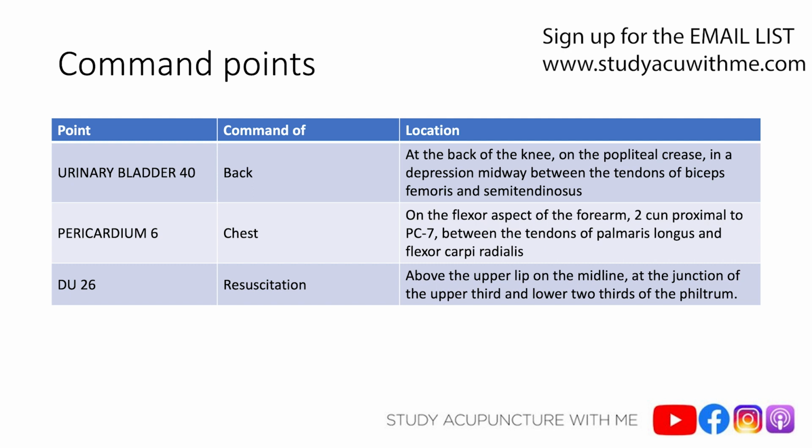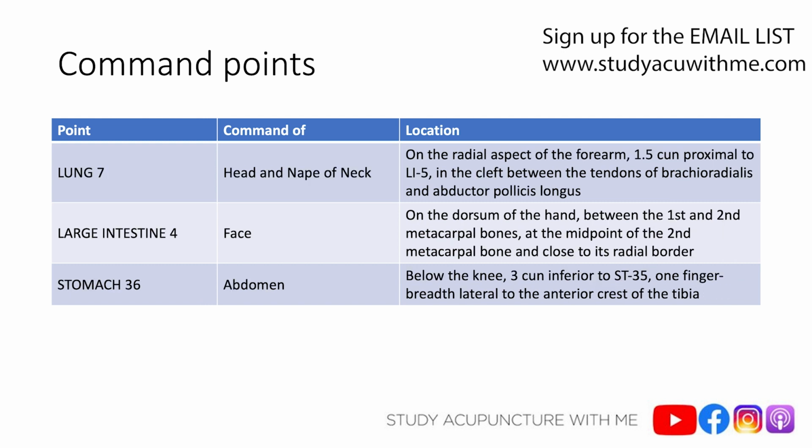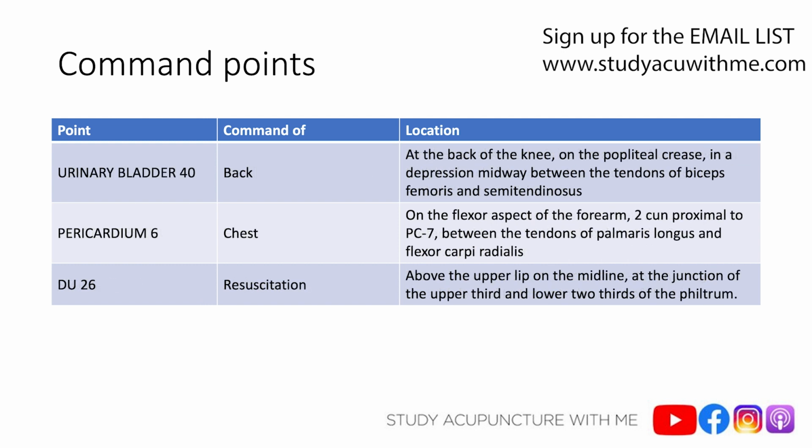So in total, there are 6 command points. Now we have lung 7, which is the command point of the head and the nape of the neck. We have large intestine 4, which is the command point of the face. We have stomach 36, which is the command point for the abdomen. We have UB40, which is the command point of the back. We have pericardium 6, which we're talking about right now. And then we have DU26, which is the command point for resuscitation. So specifically for pericardium 6, it influences the chest. It's the command point of the chest.